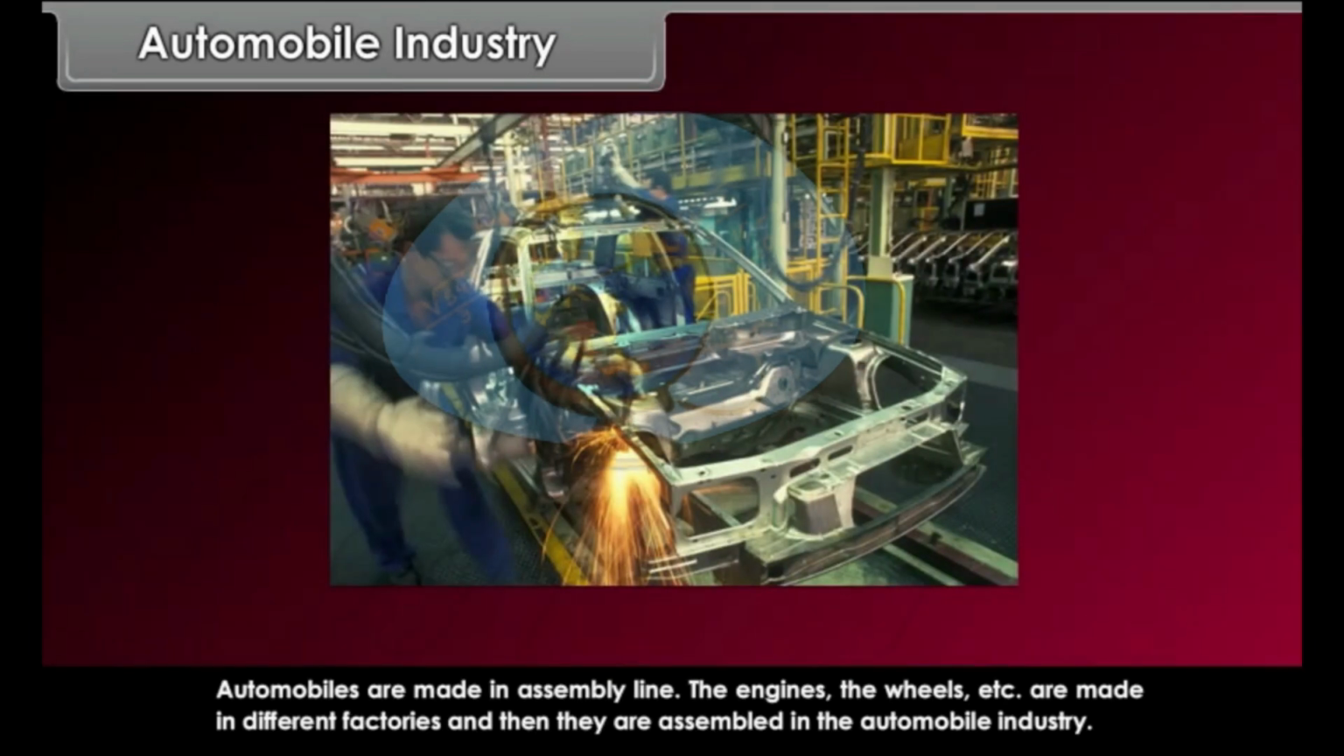Automobiles are made in an assembly line. The engines, the wheels, etc. are made in different factories and then they are assembled in the automobile industry.